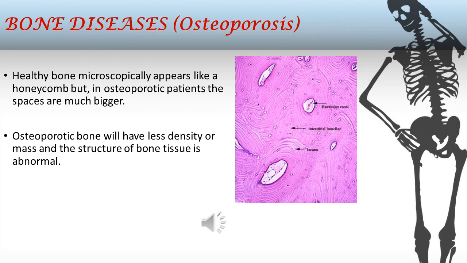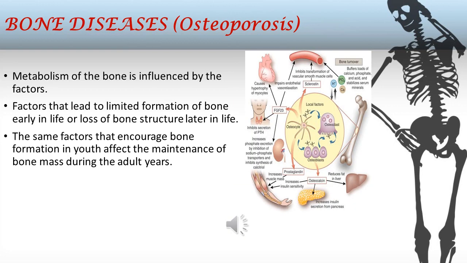Healthy bone microscopically appears like honeycomb, but in osteoporotic patients the spaces are much bigger. Osteoporotic bone will have less density or mass, and the structure of bone tissue is abnormal. As the bone becomes less dense, it becomes weaker and more likely to fracture.